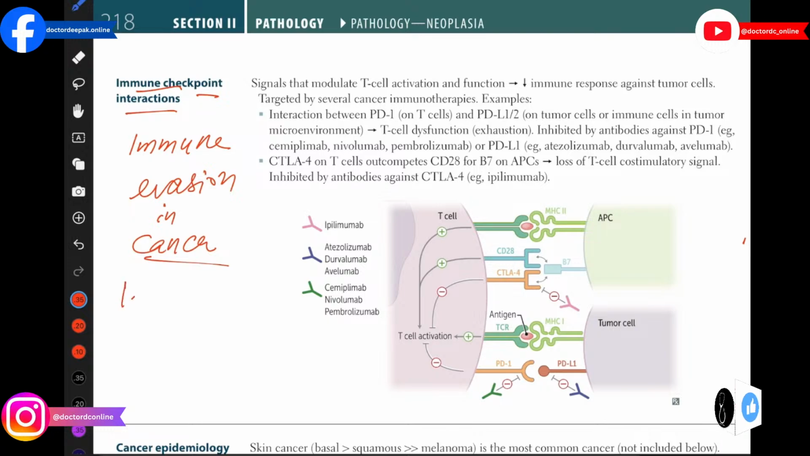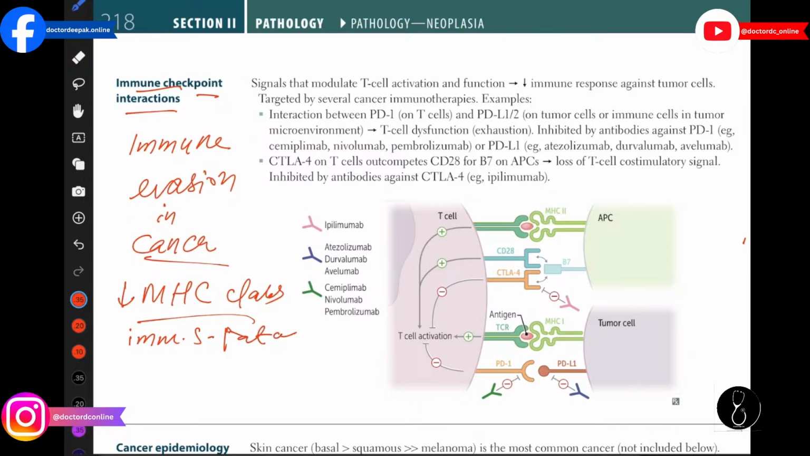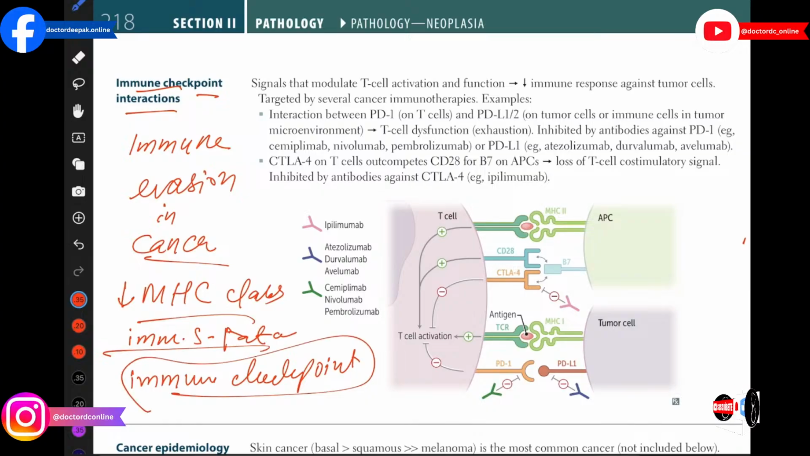The first decreases the expression of major histocompatibility complex class 1. The second is releasing immunosuppressive factors. In turn, they make some regulation in the immune checkpoint. From these escape mechanisms, we are going to study how they cause immune checkpoint regulation and how we are going to overcome this effect to treat the cancer.